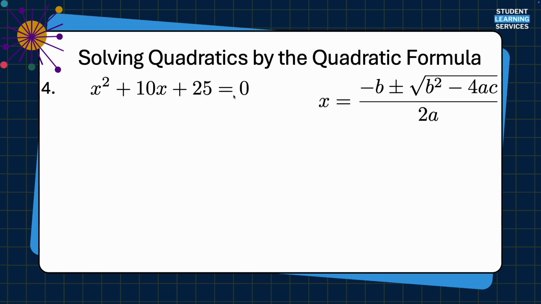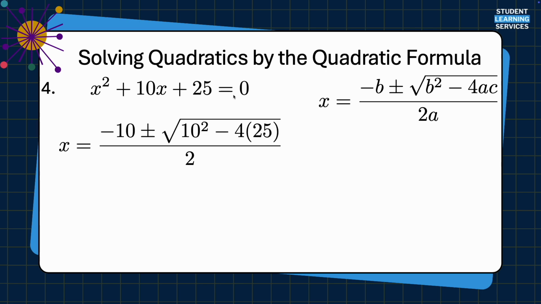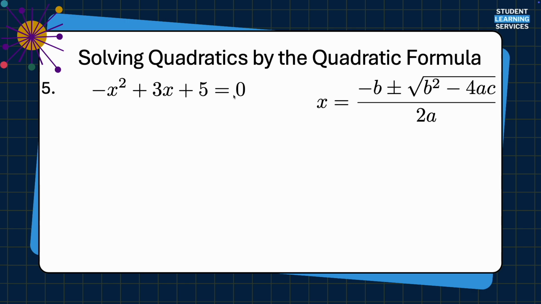Question 4. x squared plus 10x plus 25 equals 0. Pause the video and give it a try first. You should have this as your quadratic formula, which simplifies into negative 10 plus or minus the square root of 0 over 2. The square root of 0 is still 0, so the answer is negative 5.